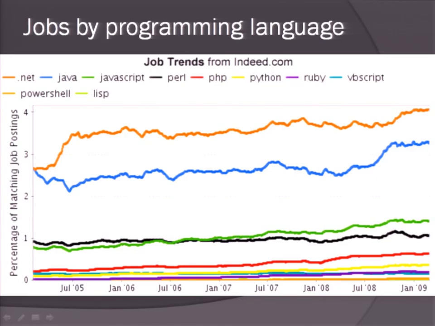As you can see, PHP, Python, Ruby, VBScript, PowerShell, Lisp are down here. I don't have a point to make with that. There are a lot of ways to interpret that and explain those trends.